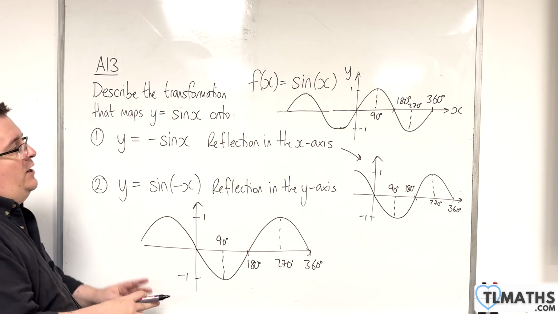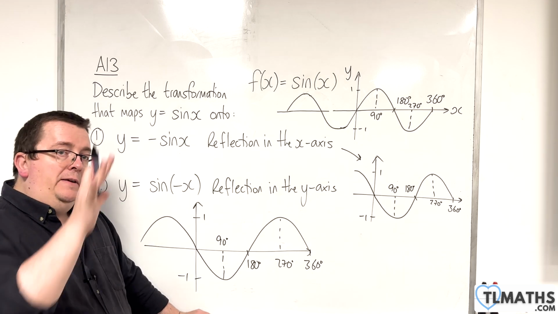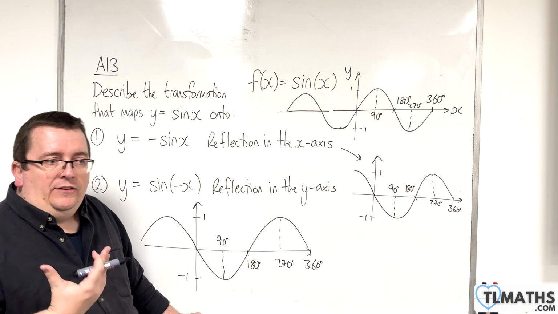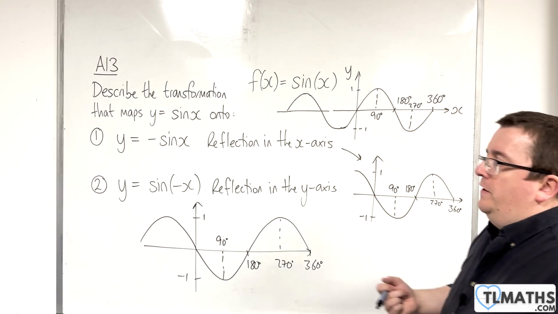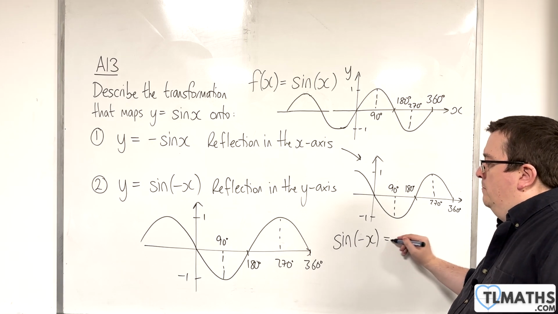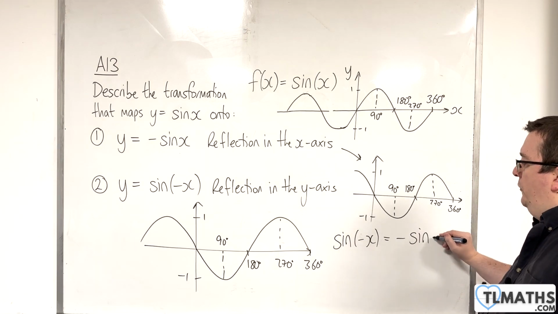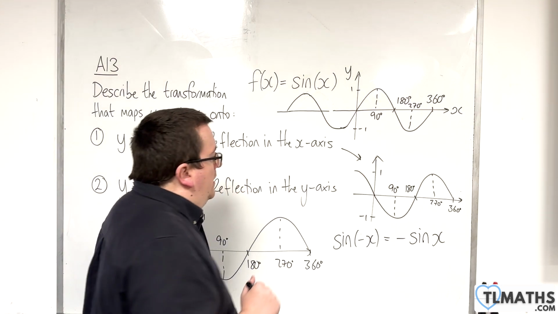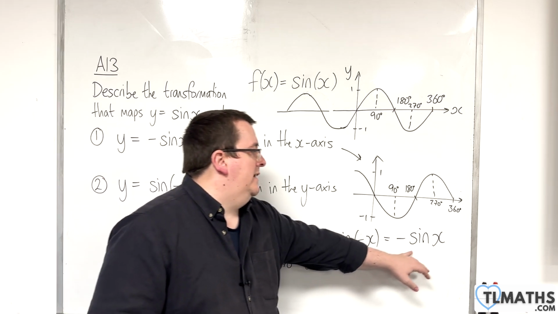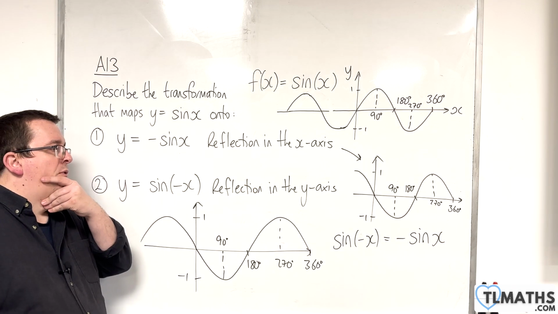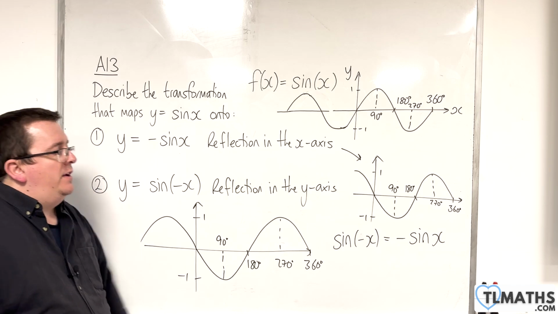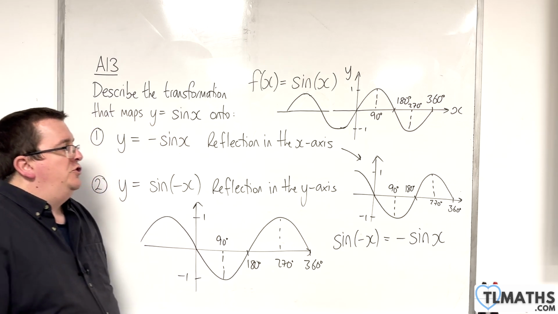So a reflection in the x-axis and a reflection in the y-axis for the sine curve actually ends up with exactly the same graph, exactly the same shape. So the conclusion that you can make is that sine of negative x must be the same as minus sine of x. These two graphs are the same, and it gives you this identity, which is actually really useful, particularly for when you go up to the next level, up to A-level maths. So it's a good one to have on your belt, that you know that those two graphs will be the same.